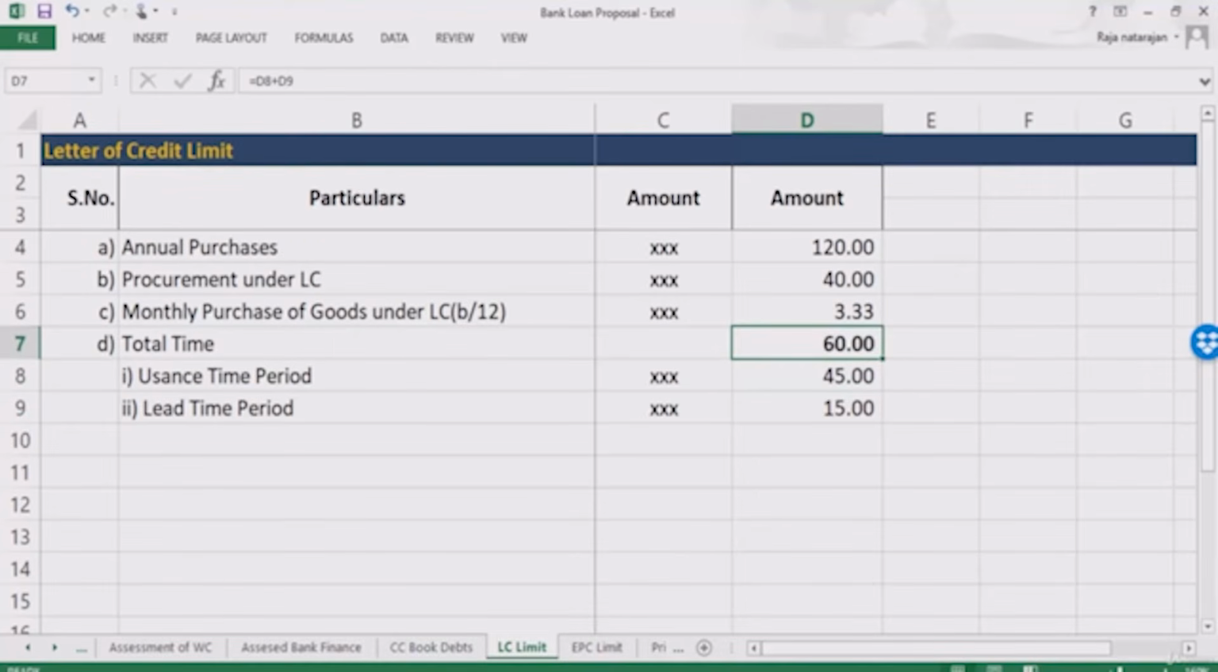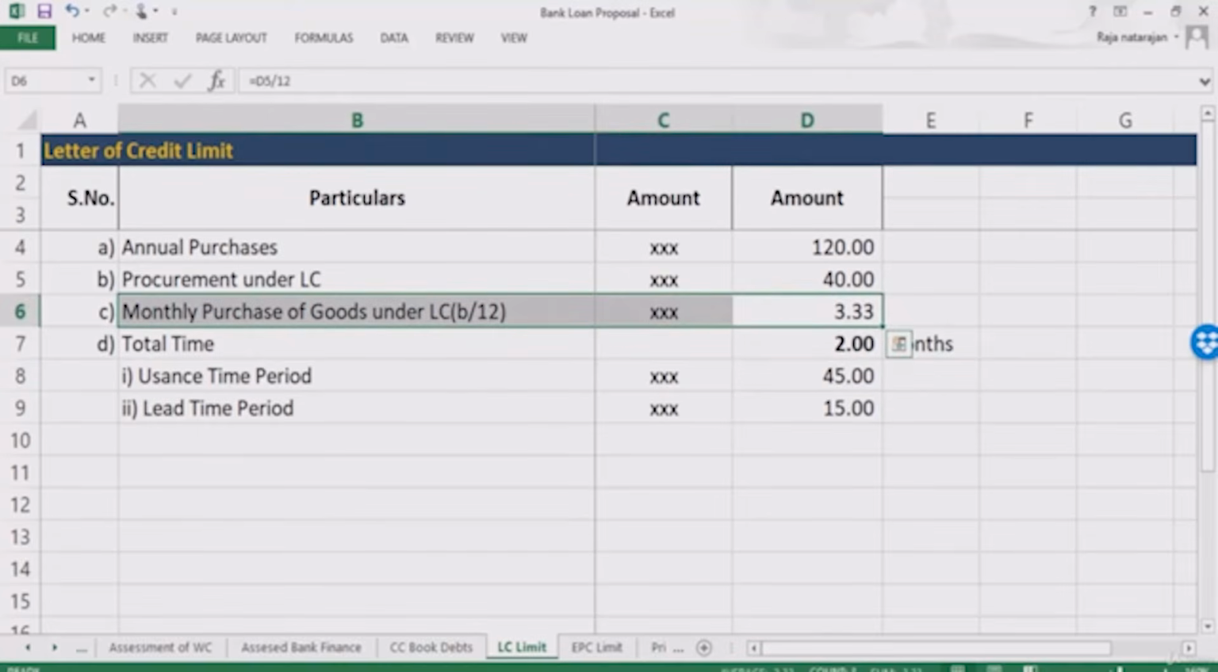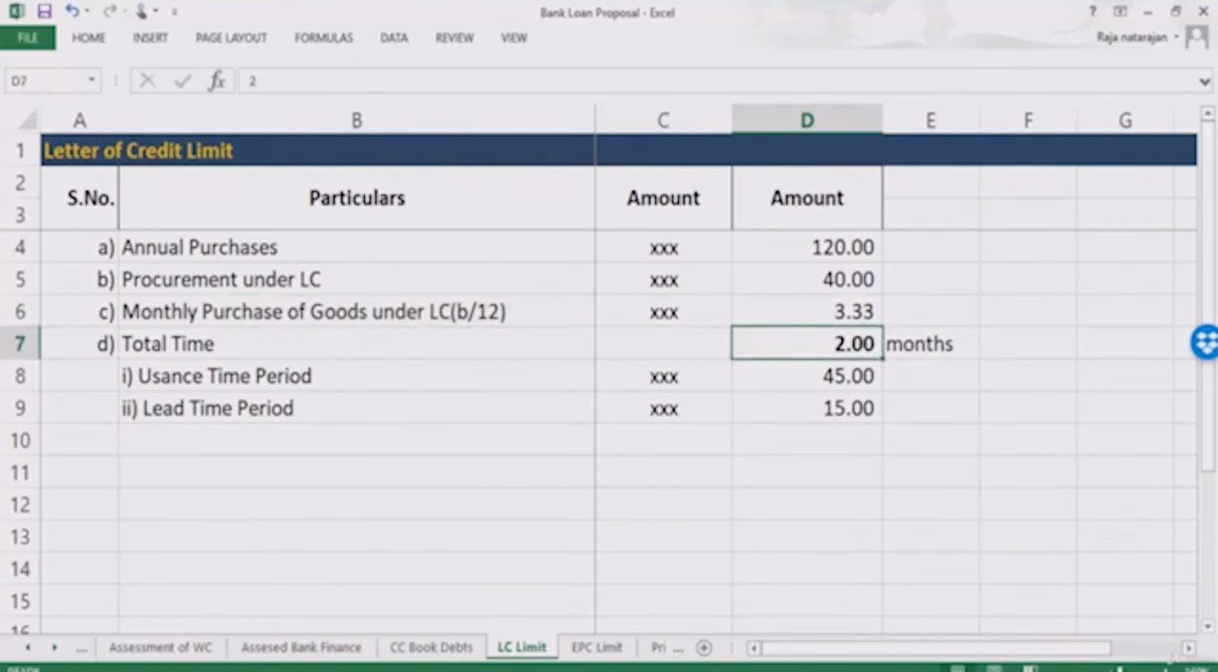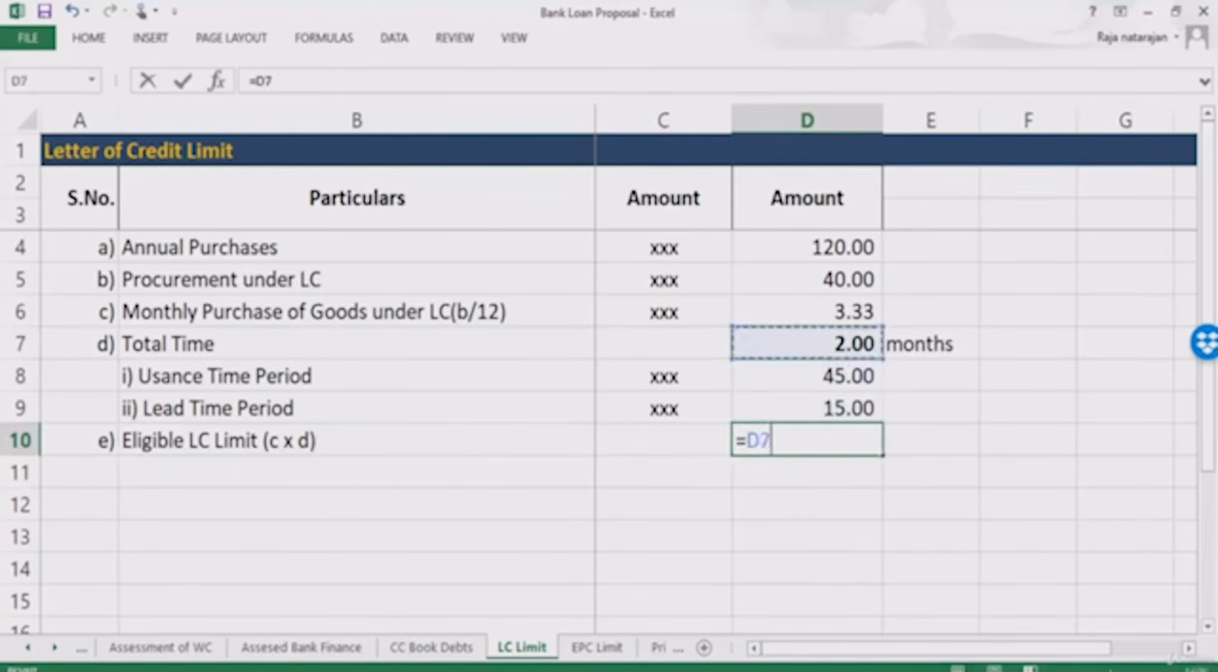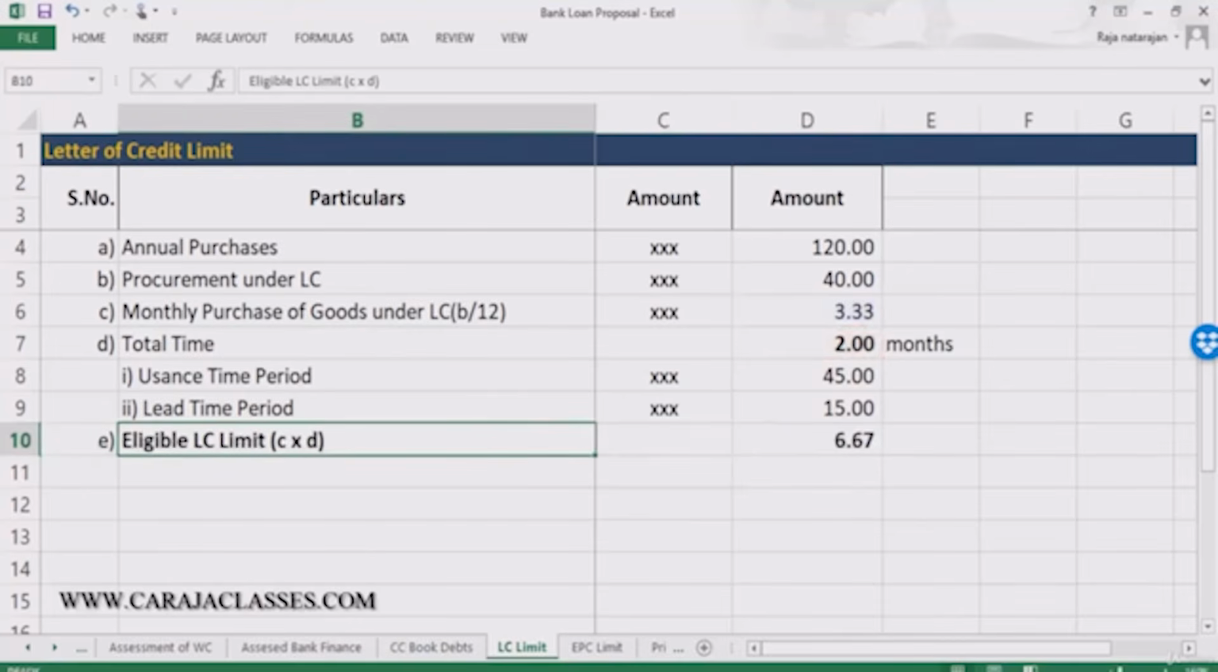That is equivalent to 2 months, right? This is 60 days, which I'm going to say as 2 months. So what is the monthly purchase of goods under LC? It is 3.33 crore. Okay. And I should give LC for 2 months requirement. So my monthly purchase is 3.33. Then for 2 months, it will be 3.33 multiplied by 2. So I can say item E, eligible LC limit is nothing but item number C multiplied by D, which is 3.33 crore per month multiplied by 2 months. So this is the eligible LC limit, and this is how LC limits are assessed.